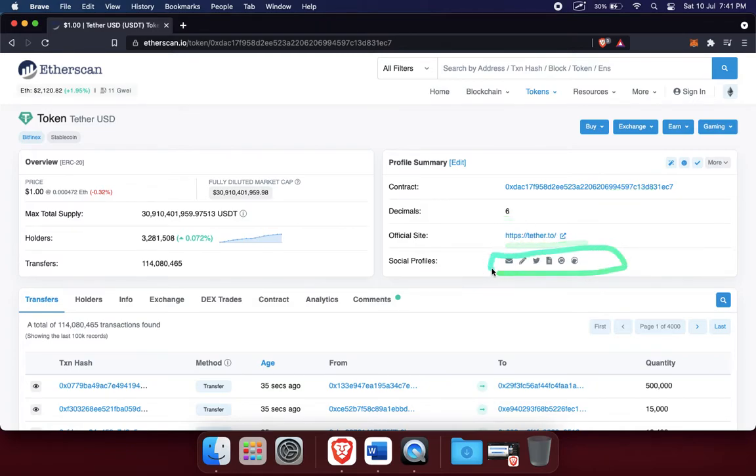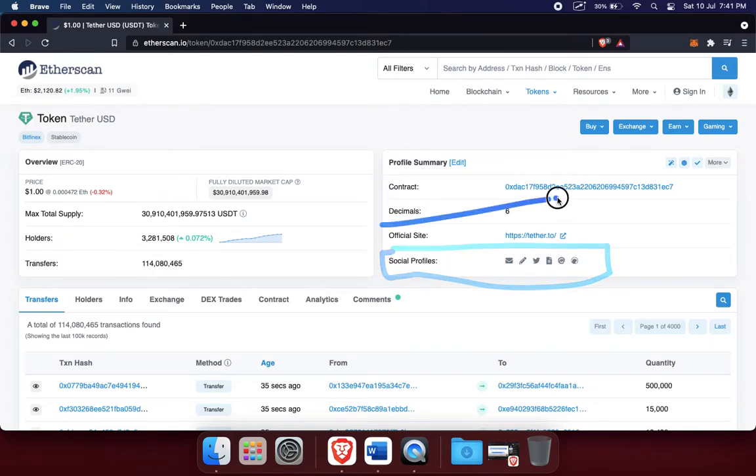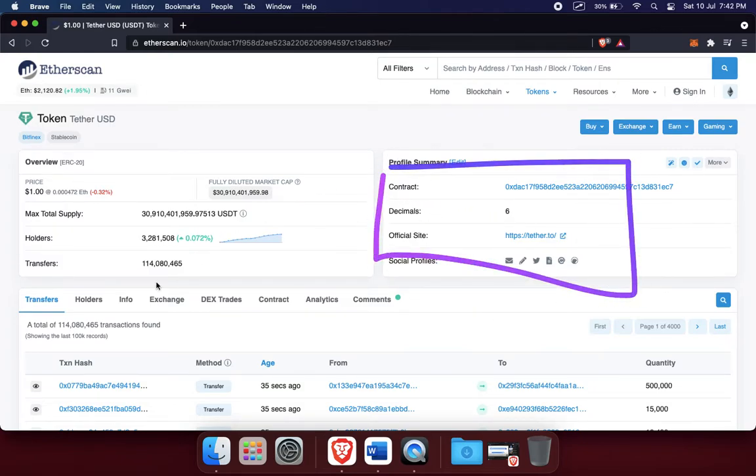So if you're looking at a contract and you want to know whether this contract is legitimate, usually scam contracts will not have extensive social profiles, neither will they have an official site. Well, they might have an official page, but it will look terrible or it will look very, very brief and not have anything like a roadmap or proper website. And of course, they've got all the stuff here, clear.